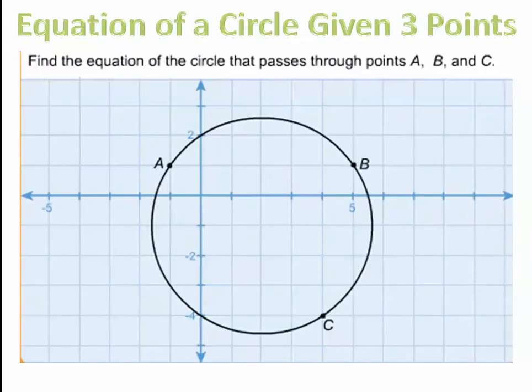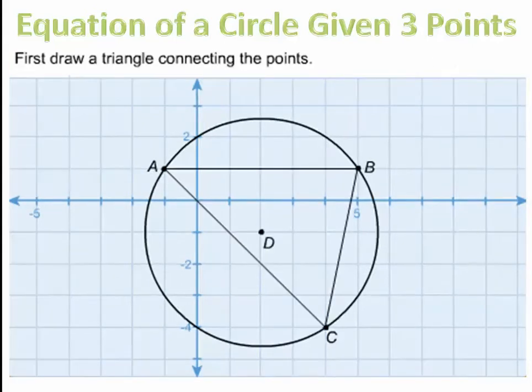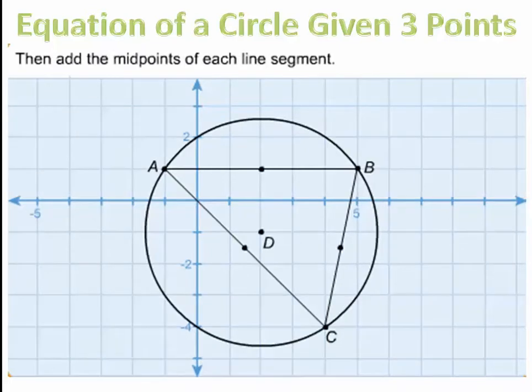Okay, the equation of a circle given 3 points, because sometimes you don't know what the center is. You have to figure it out. So what you're going to do with those 3 points is go ahead and connect them to make a triangle. And then you're going to find the midpoints for each line segment. And remember, to find the midpoint, you take the endpoints, add them together, divide by 2, and figure out your midpoint. Then you're going to create a perpendicular bisector for each segment.